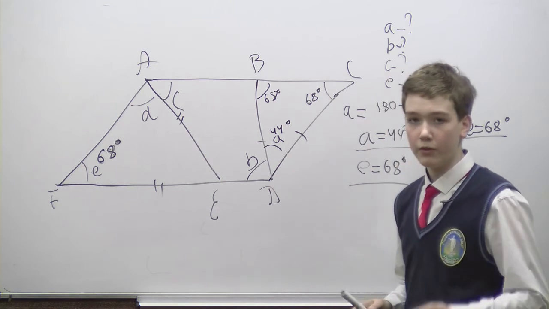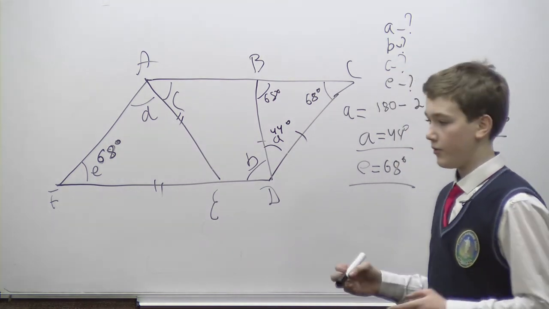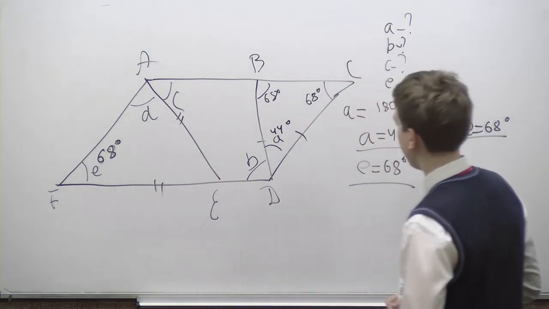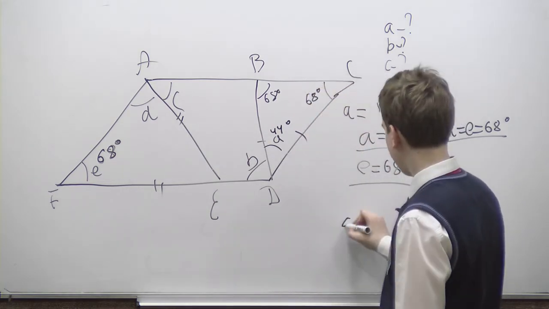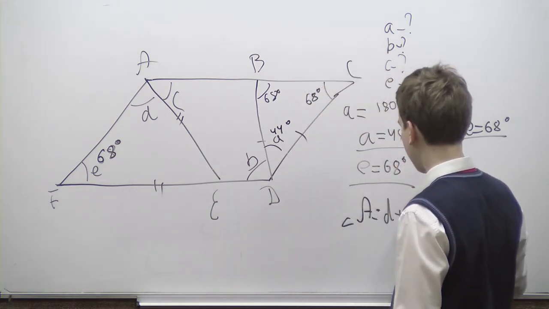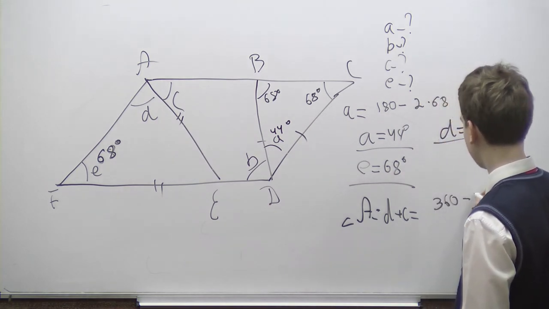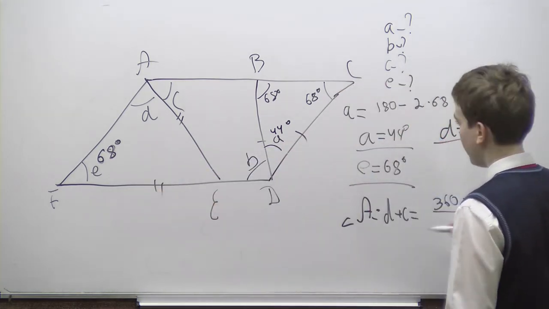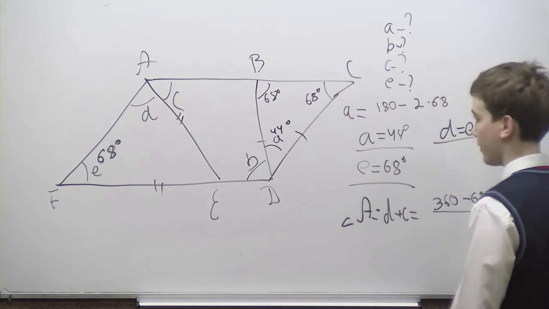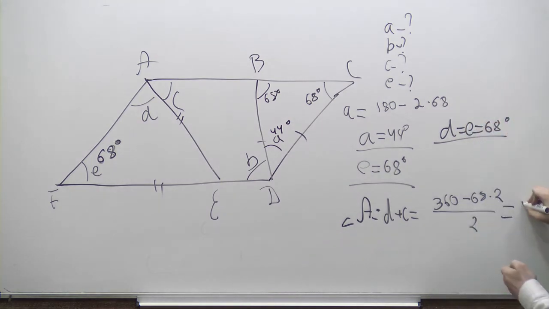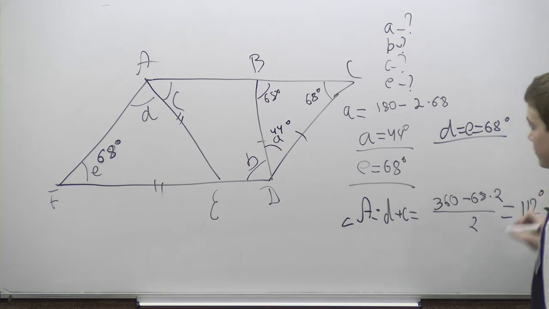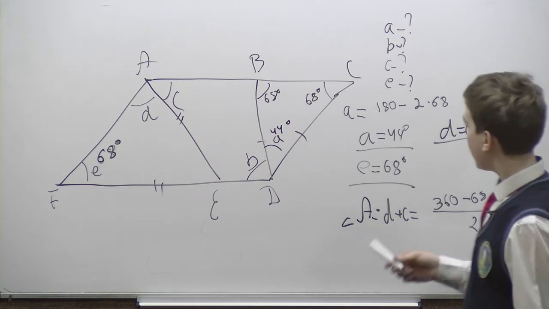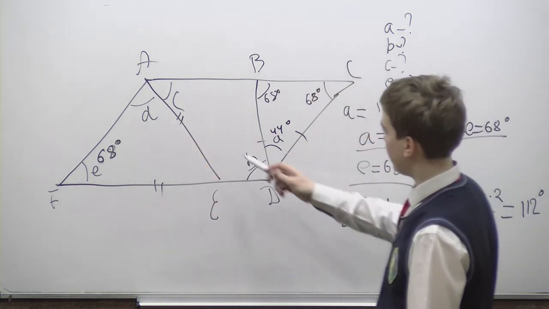I know that the sum of all the angles of any quadrilateral equals 360 minus these angles. So I can say that this angle, angle A, equals to the D plus C, equals to the 360 minus 64 multiplied by 2, these two angles, and divided by 2 because these two angles are opposite and they are equal. It is equal to the 112 degrees. So I know that D plus C is 112 degrees and B plus A is 112 degrees. And I know angle D and angle A, so I can find B and C.